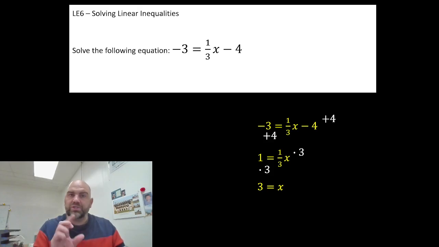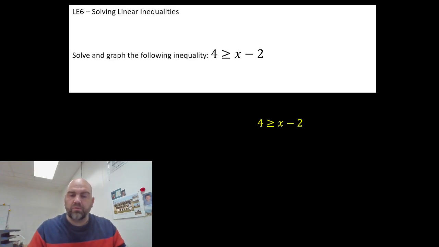Now we could switch this around if we wanted to, so we could do x on one side and 3 on the other. We could flip-flop it. It's not going to matter. x is always going to equal 3. That is a bit of a difference when it gets into inequalities. So let's take a look at this inequality right here.